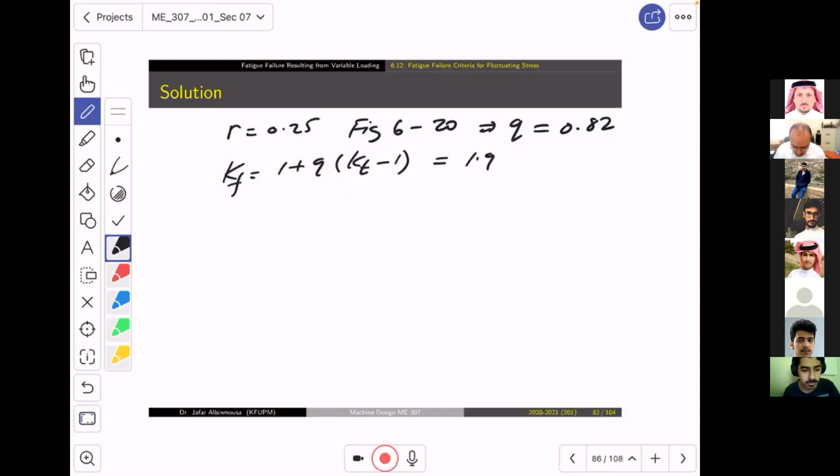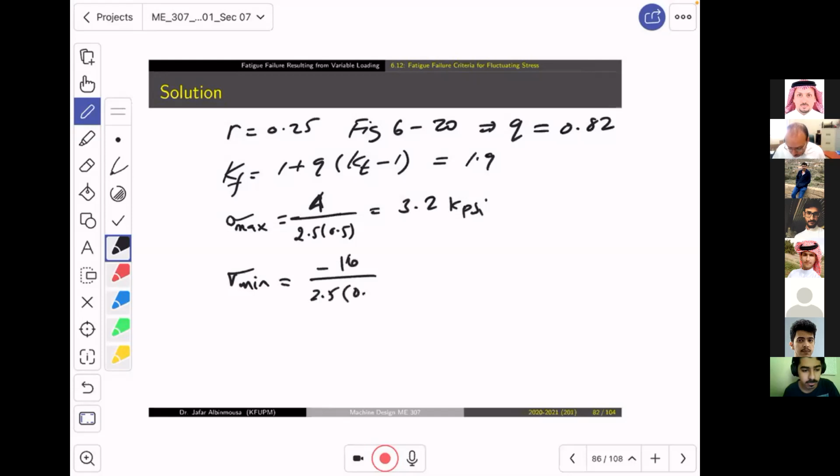Now, I need to go and find the maximum stress. We were told we have 4 kilopounds divided by the area. The area is 2.5 multiplied by 0.5. And then this is going to be 3.2 kbsi. Then I will find sigma minimum, which is minus 16 divided by the same area, 2.5 multiplied by 0.5. And this one now is minus 12.8 kbsi. Good?